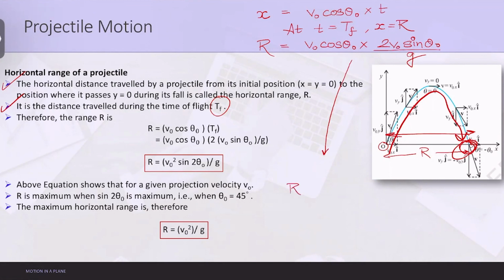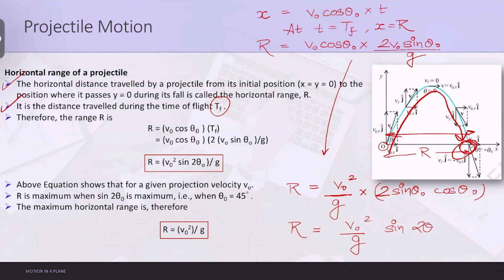This expression can be written as R is equal to v naught square by g, because there are 2 v naught into 2 sin theta naught cos theta naught. Again, I will refer you to the mathematics lectures, you will understand this in trigonometry, again in class 11th only, that R is nothing but v naught square by g only. This can be written as sin 2 theta, since sin 2 theta is nothing but equal to 2 sin theta cos theta.